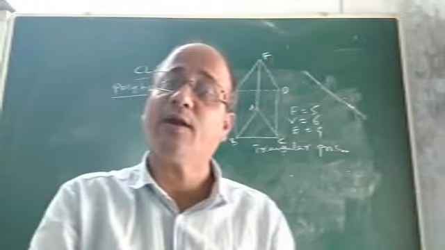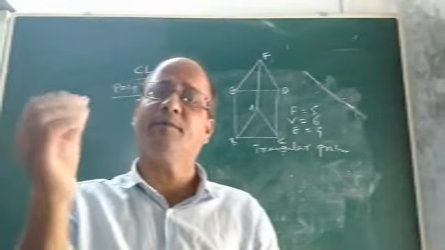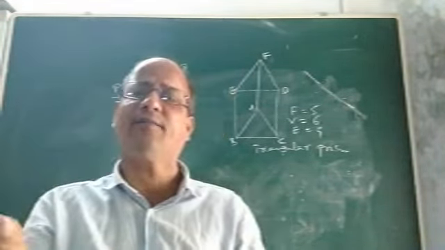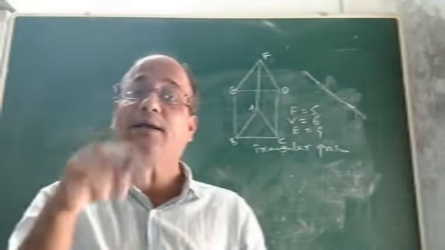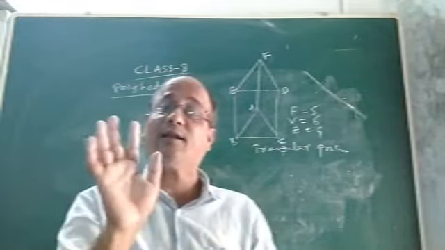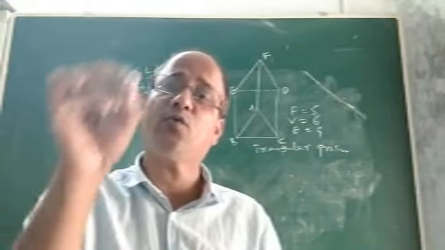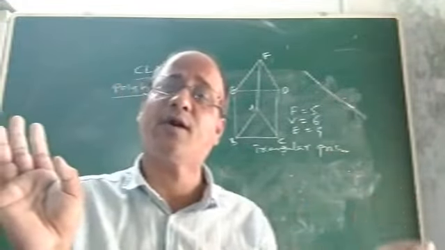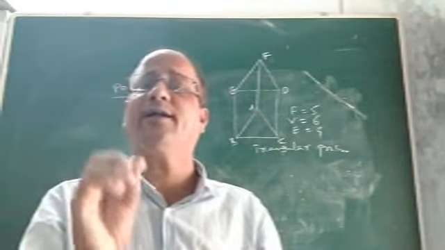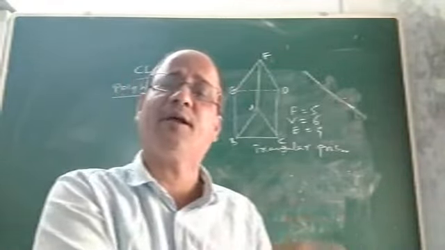But in a pyramid, what did I say? In a pyramid, the base can be any polygon. It may be a triangle, a square, a rectangle, an octagon, anything. But the other faces, the lateral faces, should be joined to a common vertex, and they must be triangles, like a triangular pyramid or a square pyramid. These are the things which I had discussed, and I had also told you how to calculate the number of faces, edges and vertices of a polyhedron, maybe a pyramid or prism.